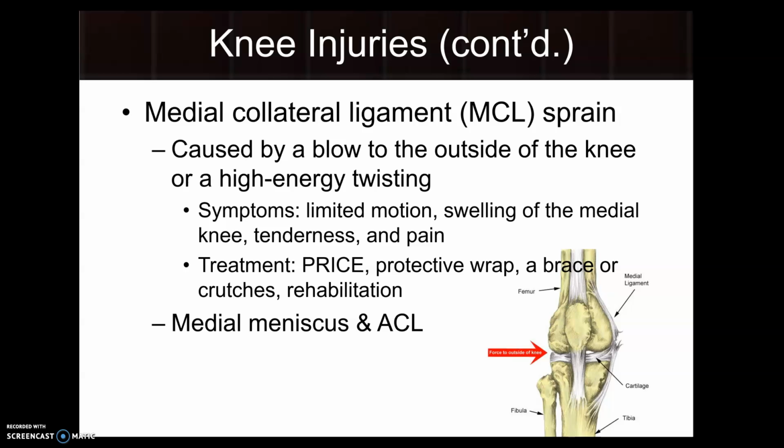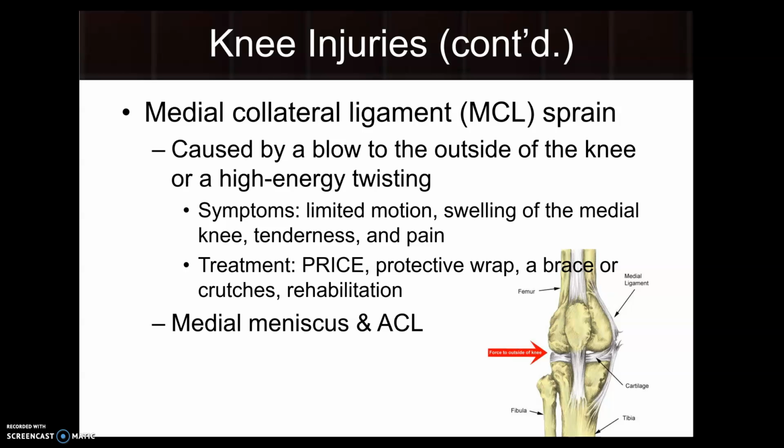Medial collateral ligament sprains, medial collateral ligament strains are caused by a valgus force. In the illustration, you see the red arrow showing a force pushing on the lateral aspect of the knee, causing a tear in the MCL region. So that valgus force puts traction along the MCL, and that traction becomes too much and tears the tissue.